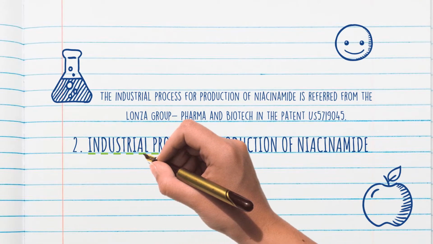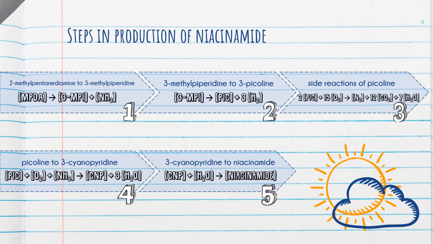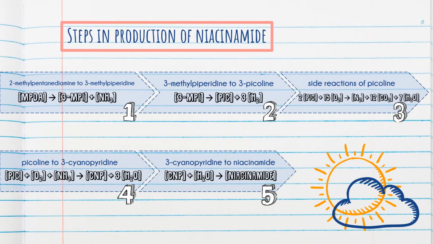The industrial process for production of niacinamide is referred to the Lonza Group Pharma and Biotech in the patent US 5719045. The reaction in the production of niacinamide can be divided into 5 steps. First, 2-methylpentanediamine to 3-methylpiperidine, 3-methylpiperidine to 3-picoline, side reactions of picoline, picoline to 3-cyanopyridine, and lastly 3-cyanopyridine to niacinamide.